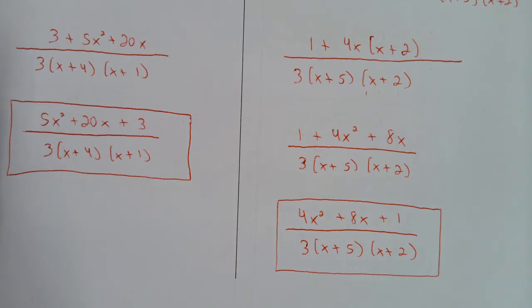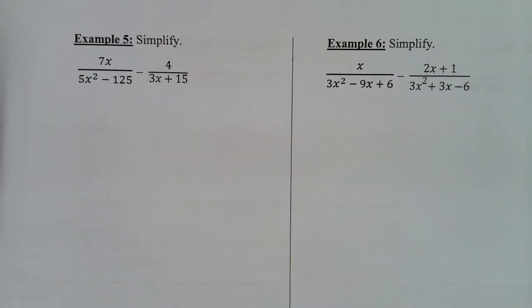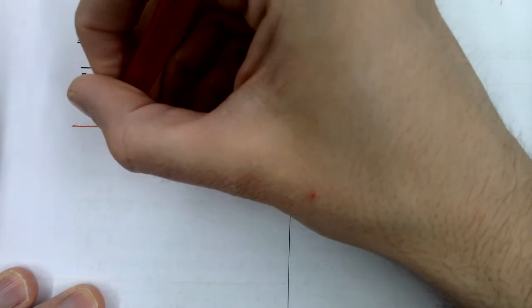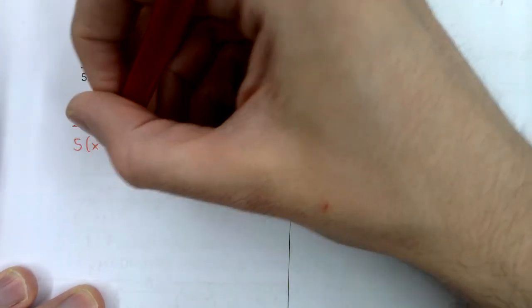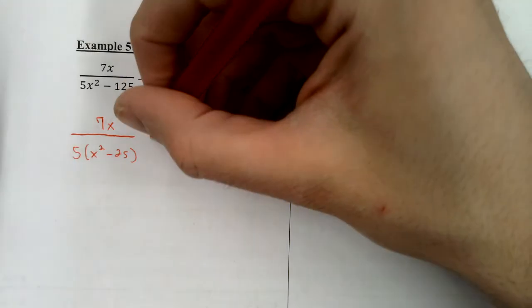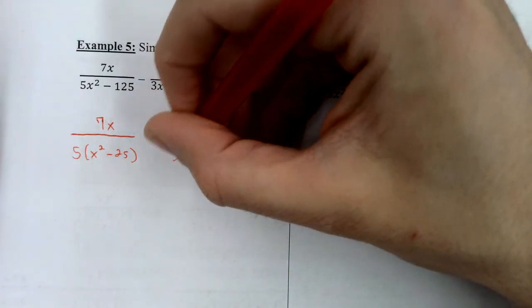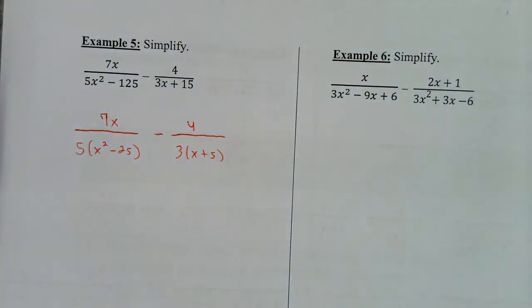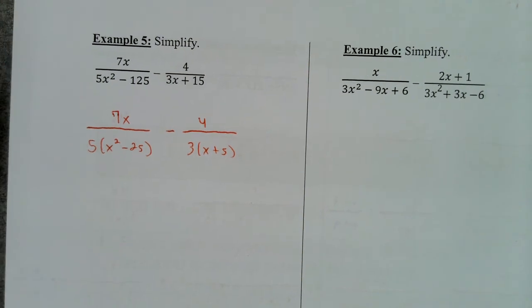Two more. Okay, here we go. Example 5. We're going to start by factoring. So factoring the bottom left that has a GCF of 5. So factor out the GCF of 5. It leaves you with x squared minus 25. The bottom right has a GCF of 3, so factor out the GCF of 3. It'll leave you with x plus 5. Now you're going to factor the bottom left again because you have the difference of 2 squares.